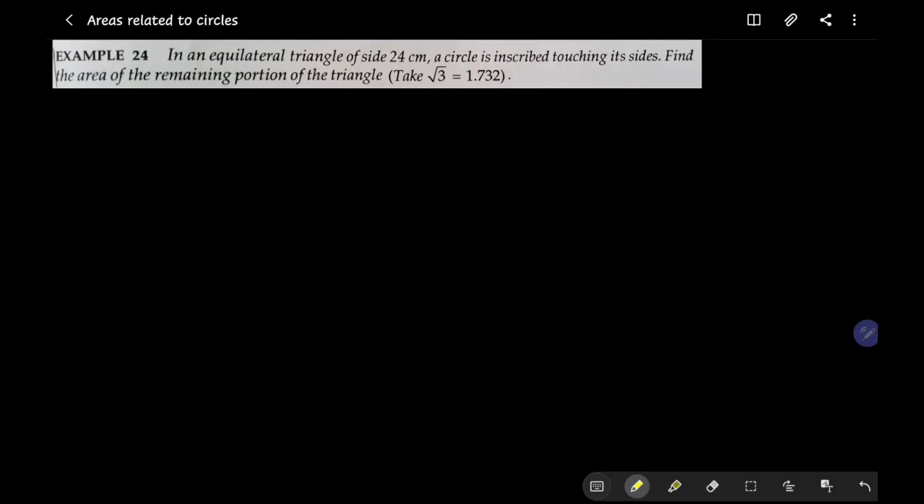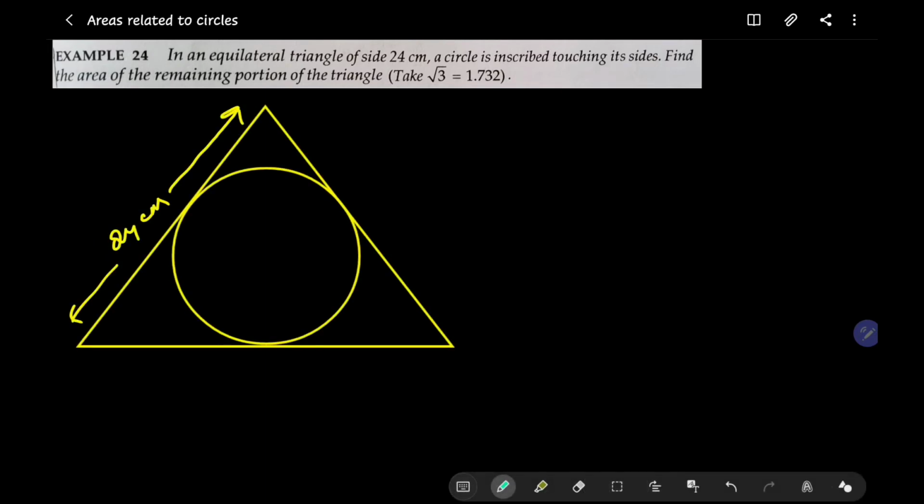Now please pay greater attention to this particular problem. We need to find the area of the equilateral triangle which is outside the circle as shown in the figure. The side length of the triangle is given as 24 centimeters. The idea is very simple. Triangle area minus circle area. But first we need to find the radius of the circle.